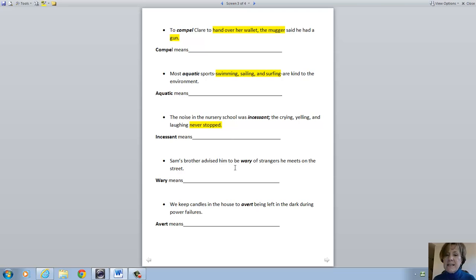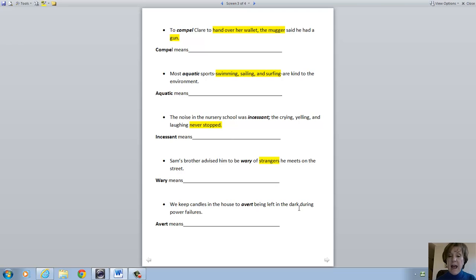Sam's brother advised him to be wary of strangers he meets on the street. Okay? Keyword is strangers right here, I would think. So if you're wary of strangers, you would be what? Cautious of strangers? You would be just kind of very watchful of strangers. So wary would mean cautious or watchful. You could always substitute it in there. Sam's brother advised him to be cautious of strangers.